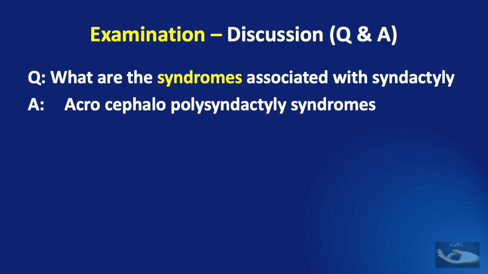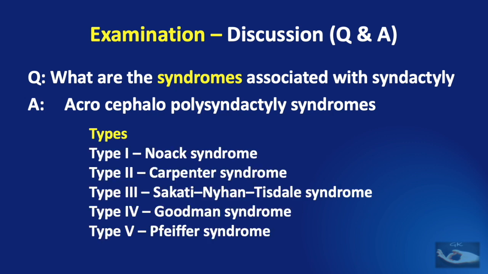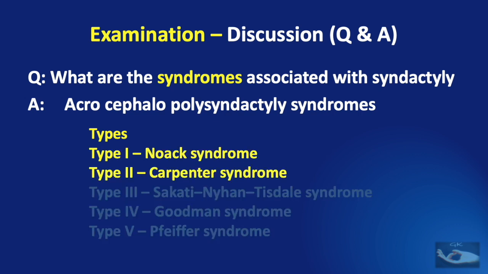The fourth type of syndrome complex associated with syndactyly are the acrocephalopolysyndactyly syndromes, and there are 5 basic types here: the Nowak, the Carpenter, the Sakati, the Goodman, and the Pfeiffer syndrome. Of these, we shall consider the Nowak syndrome and the Carpenter syndrome so that we do not miss these conditions when we see them.